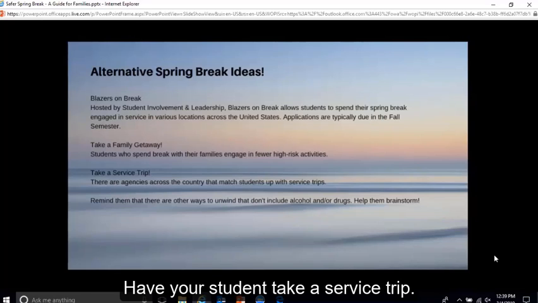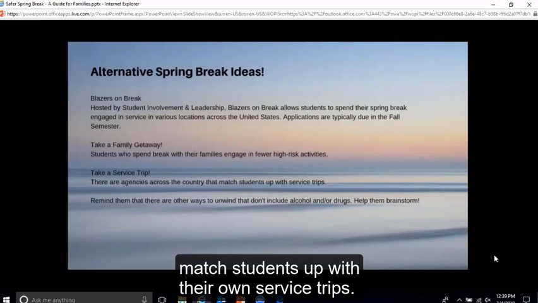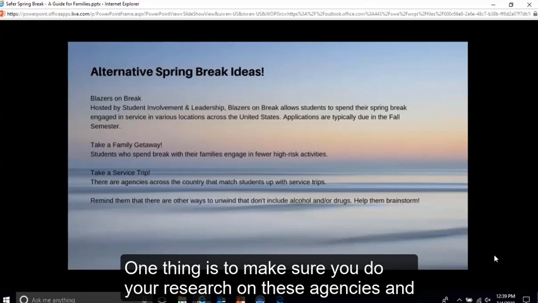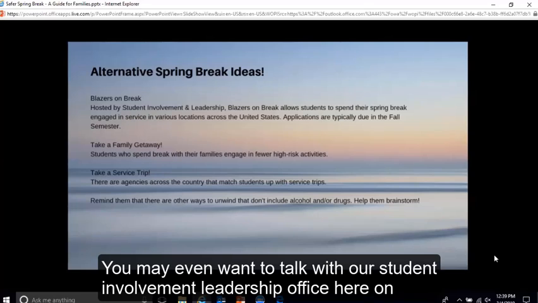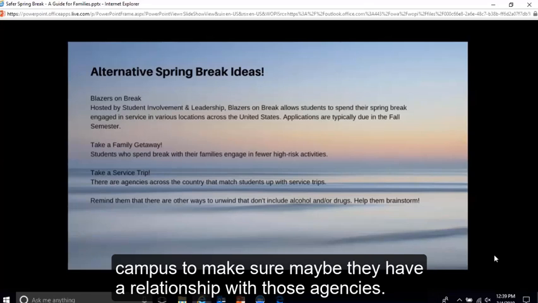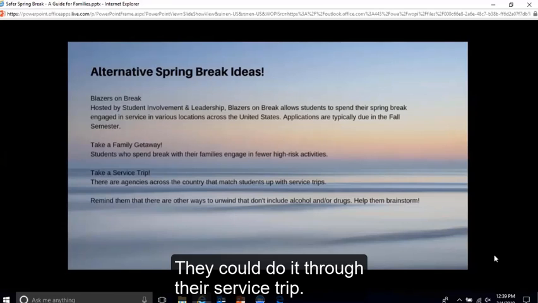Have your student take a service trip. It doesn't have to be Blazers on Break. There are actually agencies across the country that match students up with their own service trips. One thing is to make sure you do your research on those agencies and make sure they are legitimate. You may even want to talk with our Student Involvement and Leadership office here on campus to see if they have a relationship with those agencies, but students don't have to do it through UAB. They could do it through their own service trip.